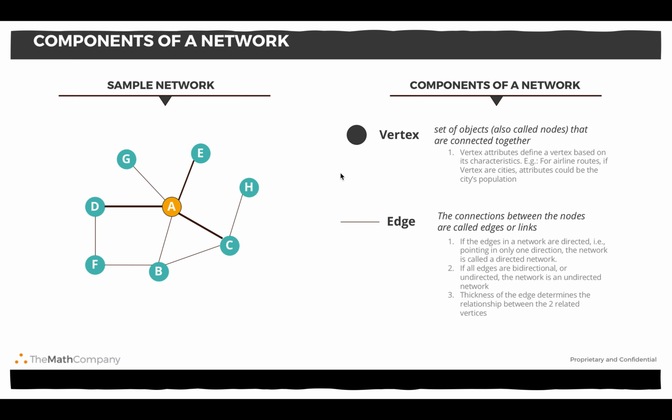And what do we call a vertex? It's also sometimes called a node. It's a set of objects that are connected together. Vertex attributes define a vertex based on its characteristics. For example, if we're talking about the network of airlines, then our vertices are the cities, and the attribute associated with that could be the city population, for example.